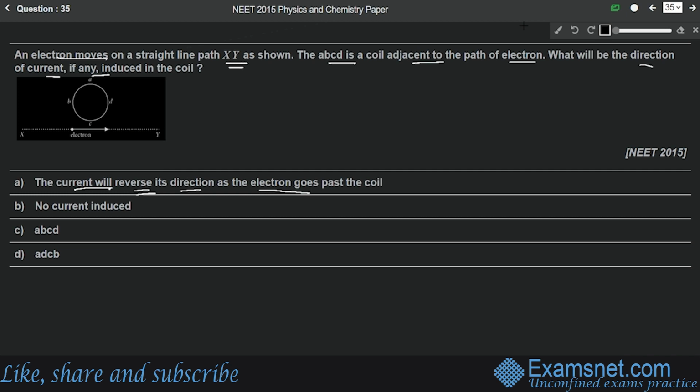So as the electron is approaching the coil, what will happen? Magnetic flux will increase, and when it moves away from it, the same amount of magnetic flux will decrease. Therefore, we can say that the direction of the current will reverse. So option A will be the correct answer.